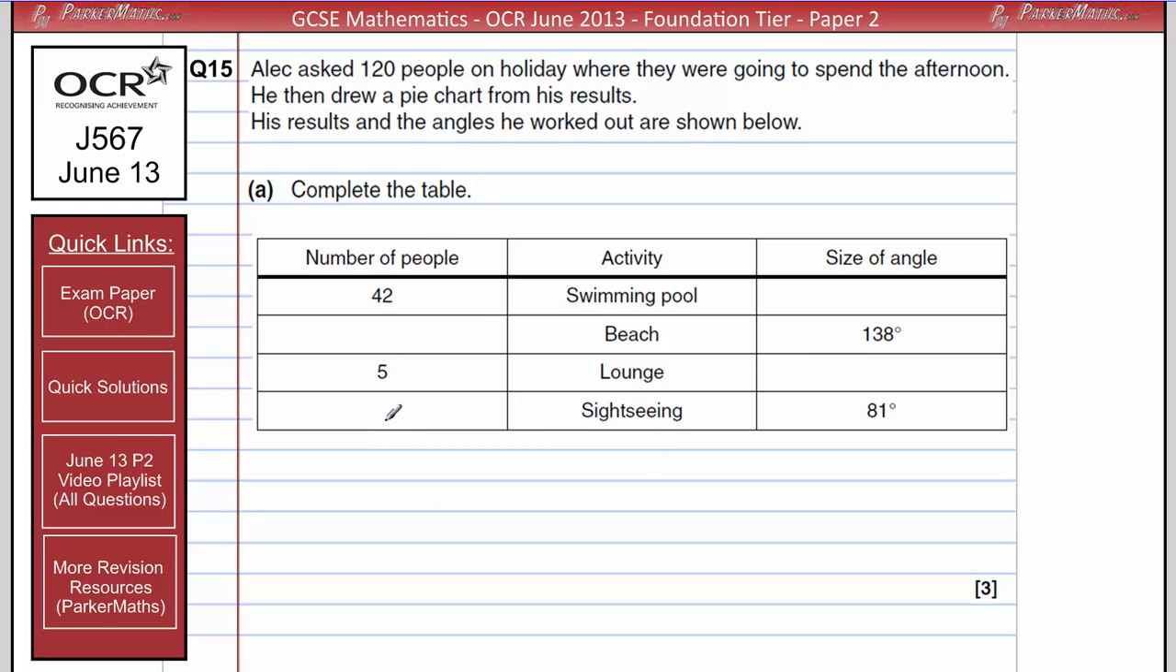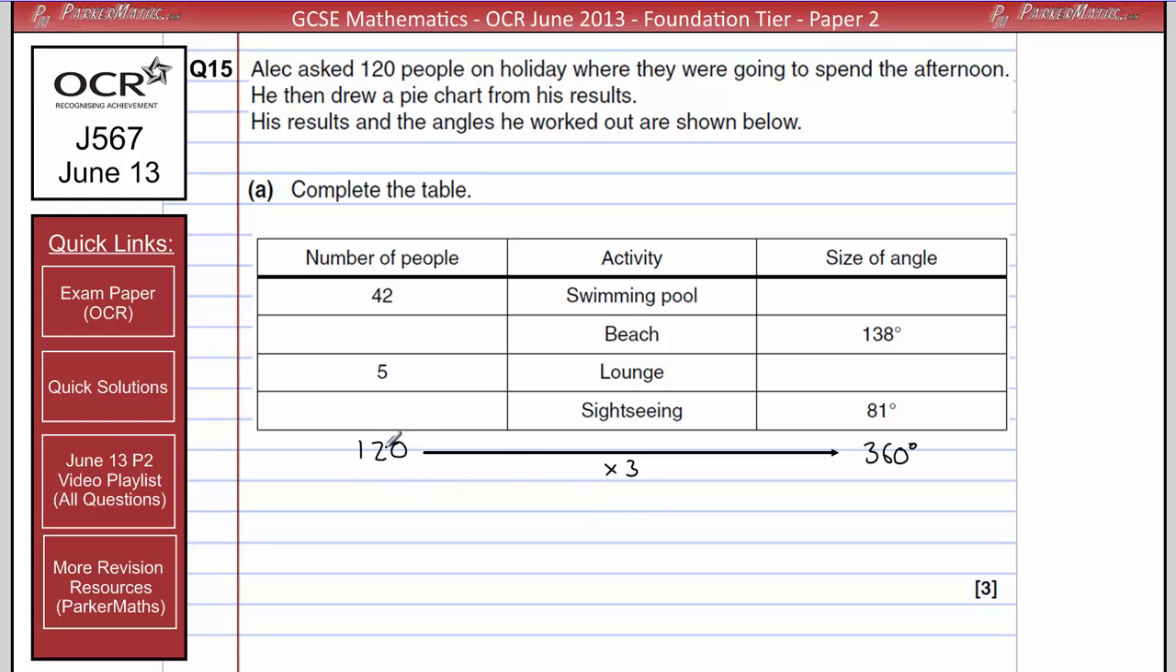But before we fill in these gaps, I'm going to add a totals column to the bottom of this table. So the total number of people given in the question is 120, so I'm going to put that there. Now the shape of a pie chart is a circle, and we know a circle has 360 degrees. So if we've got 120 people and they've got to fit into 360 degrees, we need a way of figuring out how many degrees each person's worth. And the way we do that, we say what would we multiply by to get from 120 to 360. In this case, it's quite obvious, and it's going to be times by 3.